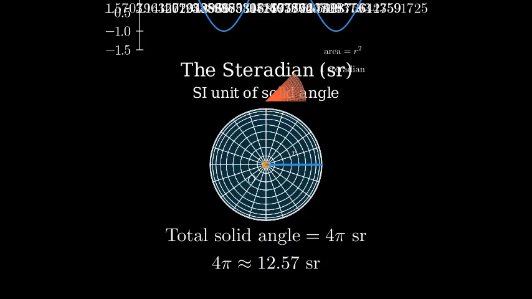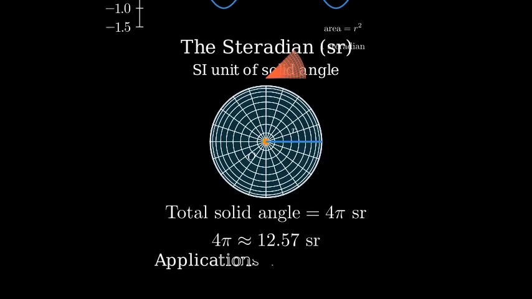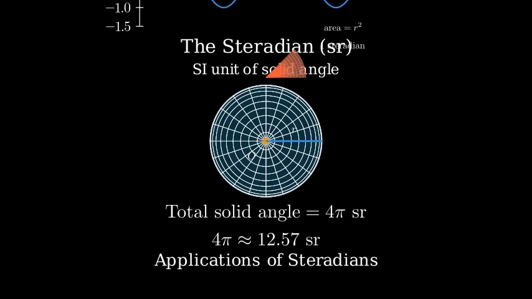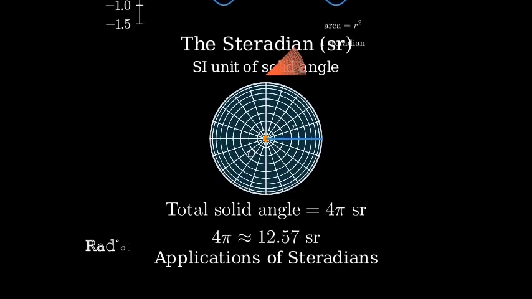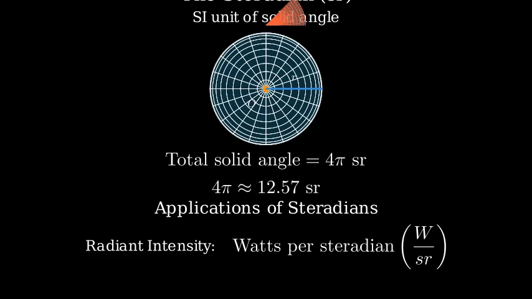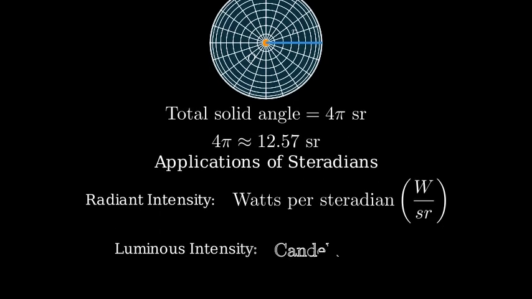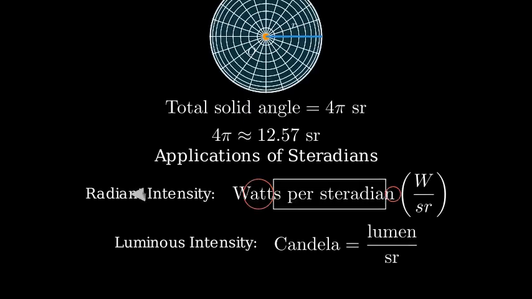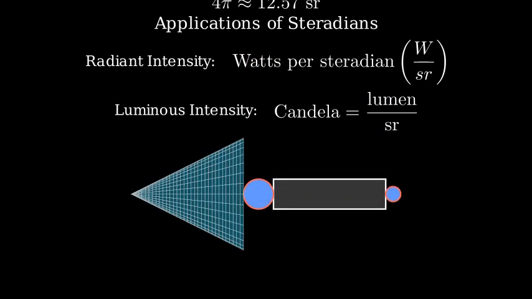Steradians are particularly useful in fields that deal with radiation and light. For example, in radiometry and photometry, we use steradians to measure radiant intensity, which is measured in watts per steradian, and luminous intensity, measured in candela, which is defined as lumens per steradian. Steradians are also crucial in astronomy, where they help describe the angular size of celestial objects and the field of view of telescopes.